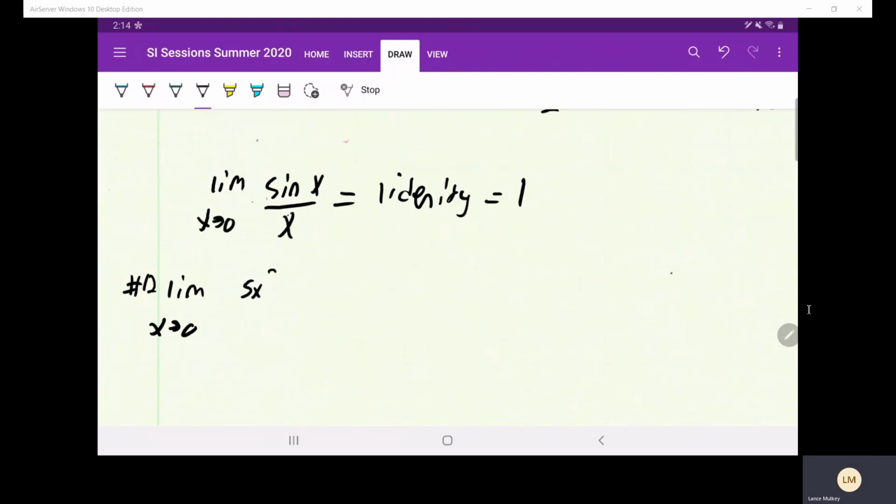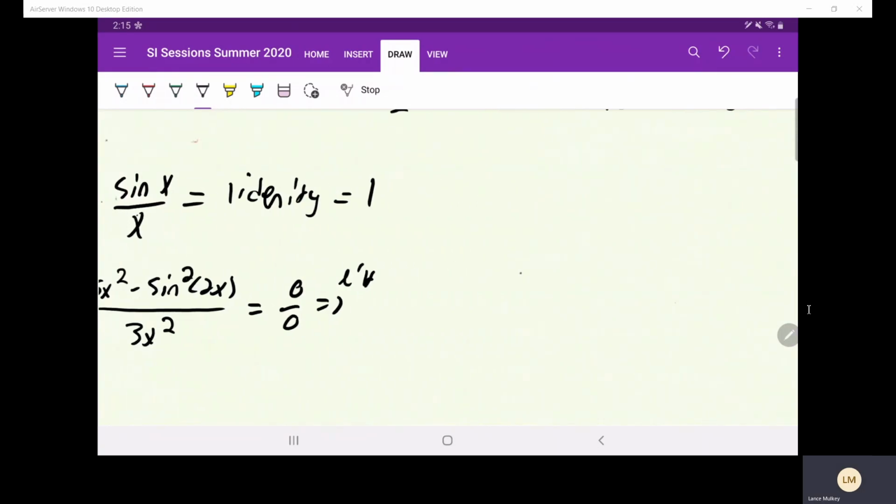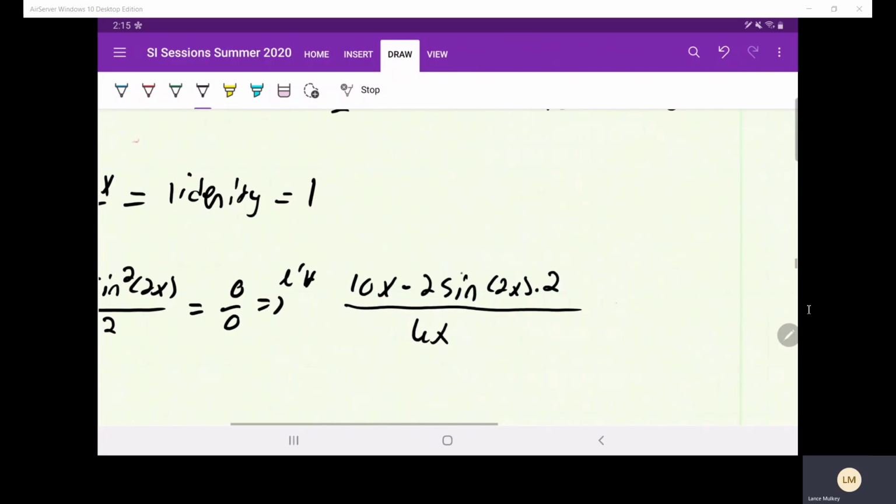Limit of 5x squared minus sine squared 2x over 3x squared equals 0 over 0. L'Hopital, you get 10x minus 2 sine of 2x times 2 over 6x. Funny enough, this still equals 0 over 0.